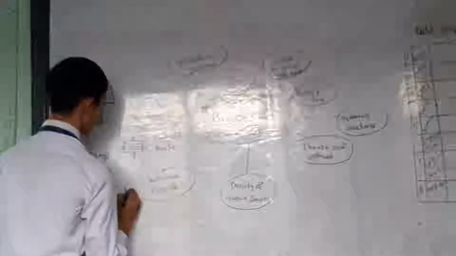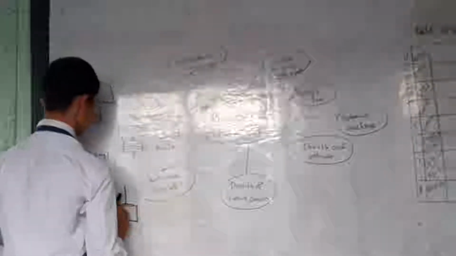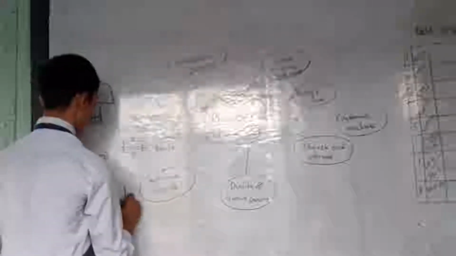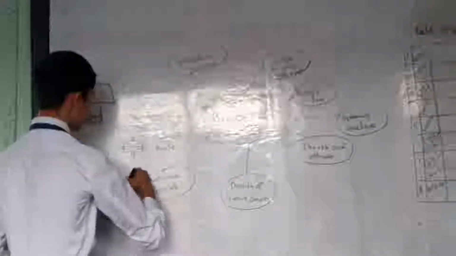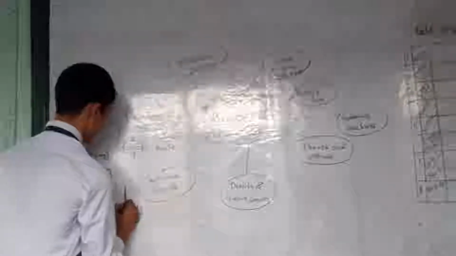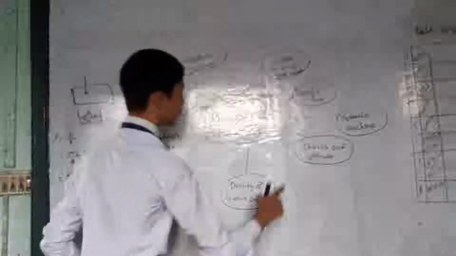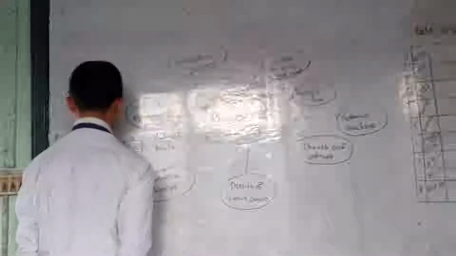Thrust is the perpendicular force acting on the body. Let's say this is an object A, and now a certain amount of force is applied on this body. When that force is perpendicular to this body, then it is said to be thrust. But now it's the turn of upthrust.